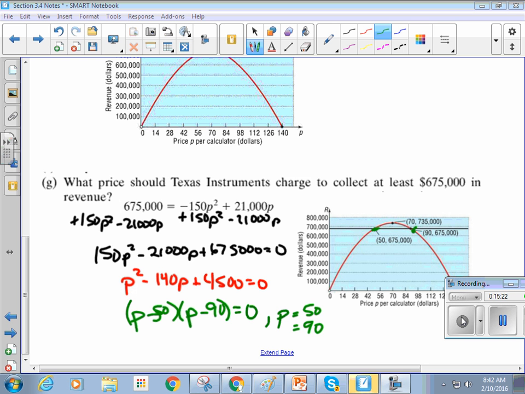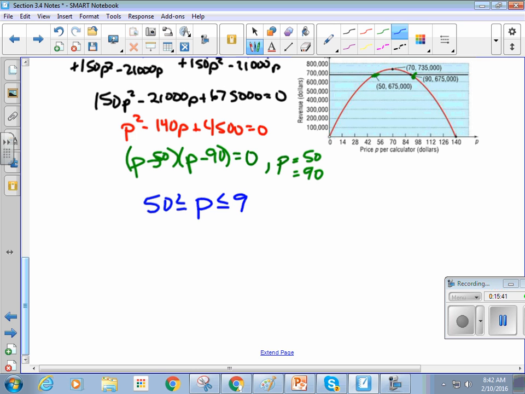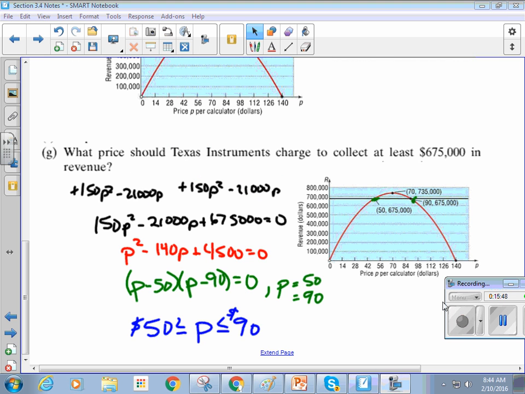So the answer to this is, what revenue price should Texas Instruments charge to collect at least $675,000 in revenue? They have to charge between $50 and $90. All right, so that is a good example of a revenue problem.